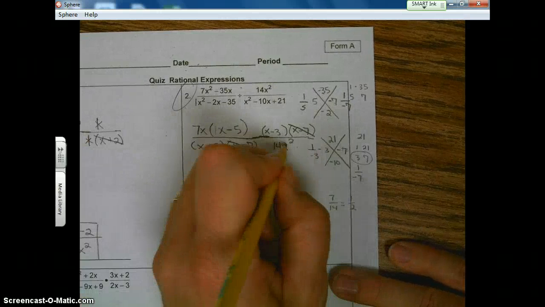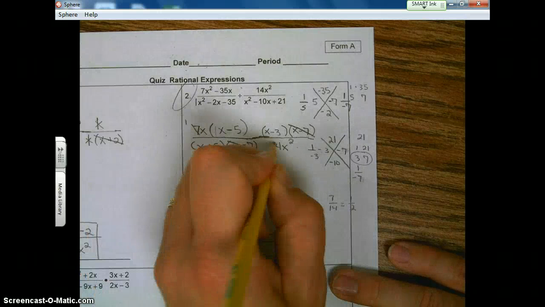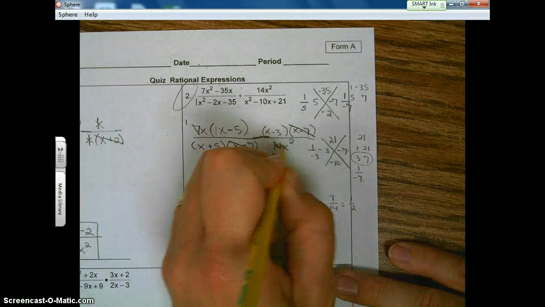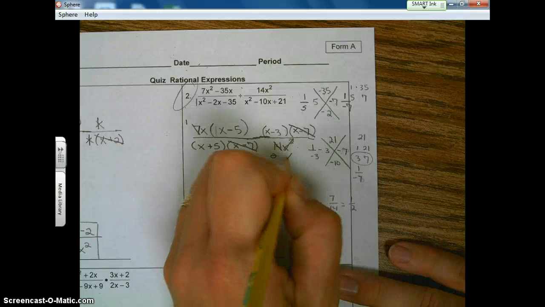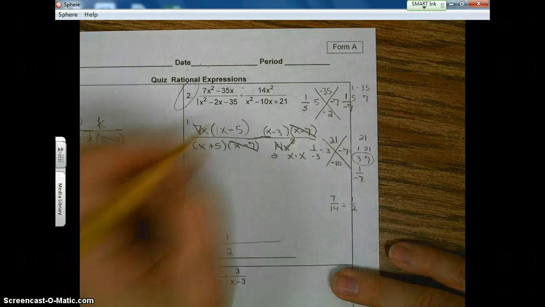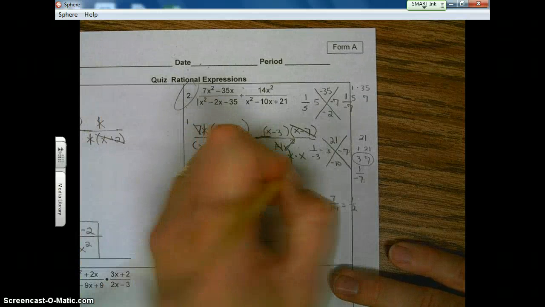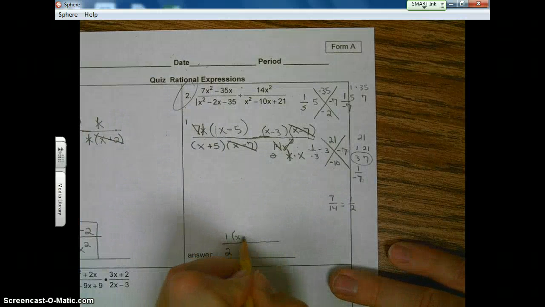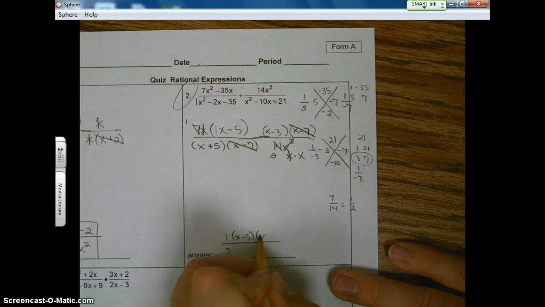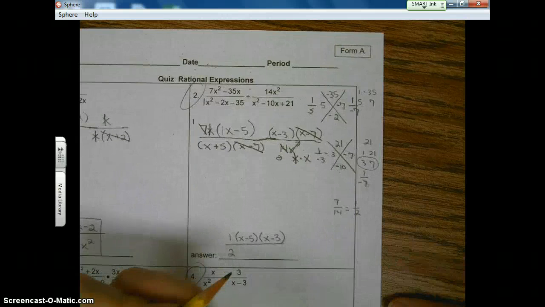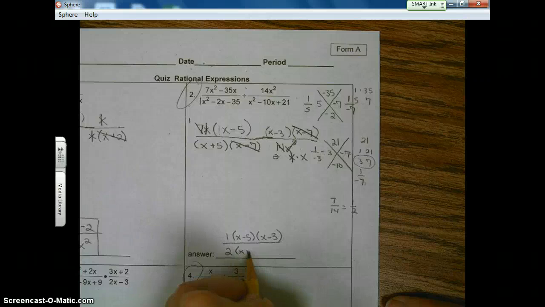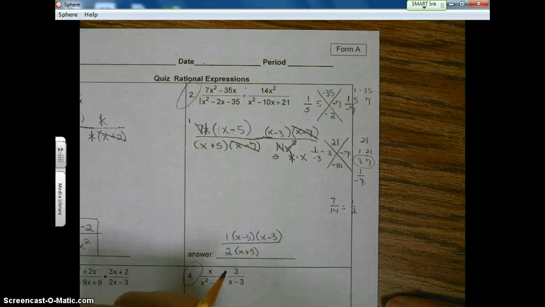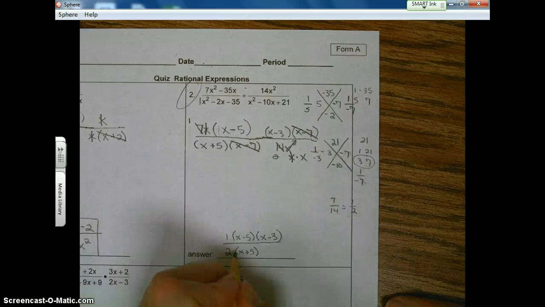Here, remember, let's rewrite x squared. This is x times x. So this x cancels out with one of those x's. Alright, so we're left with x minus 5, x minus 3, x plus 5, and we're left with an x. So I'm going to put that right here with the 2.